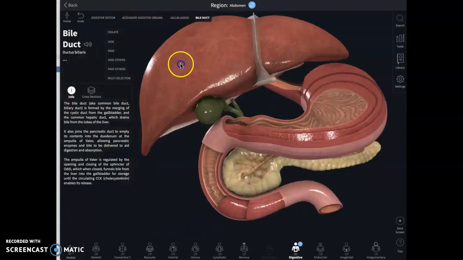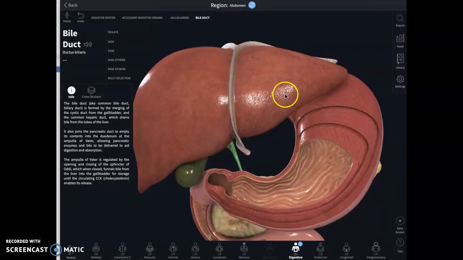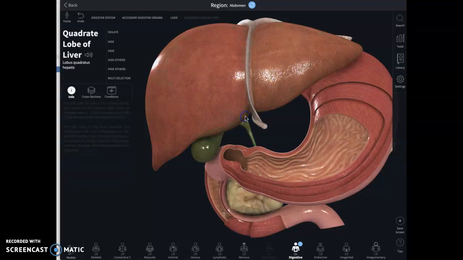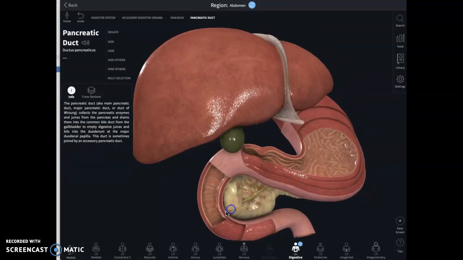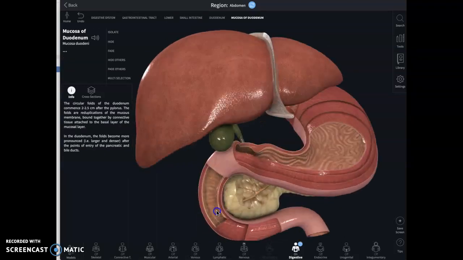And try to get these all in one labeling. So far on our labeling, we have right lobe, left lobe, quadrate lobe, gallbladder, bile duct, main pancreatic duct, and the major duodenal papilla. You might not be able to get it completely in, but at least look at it.